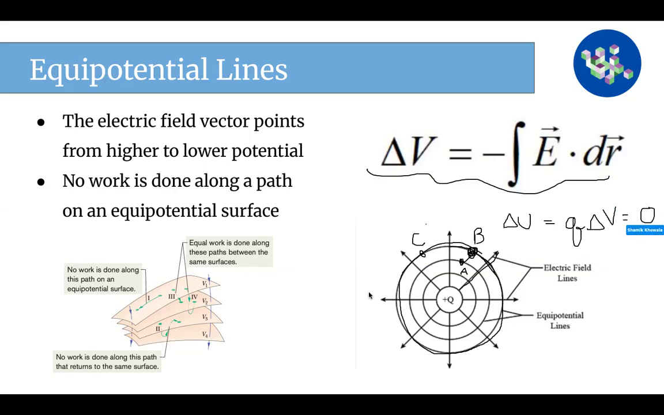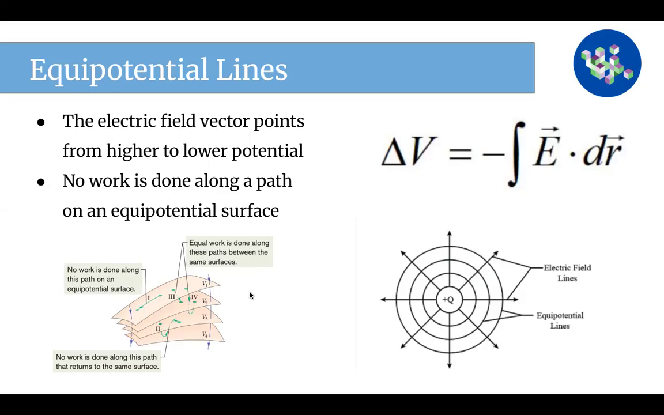And we also know that W equals negative delta U, which is 0. So no work is done by the electric field or by somebody pushing the charge when it's going along an equipotential surface. You can also see that in this diagram. Any questions on that? All right, next slide.